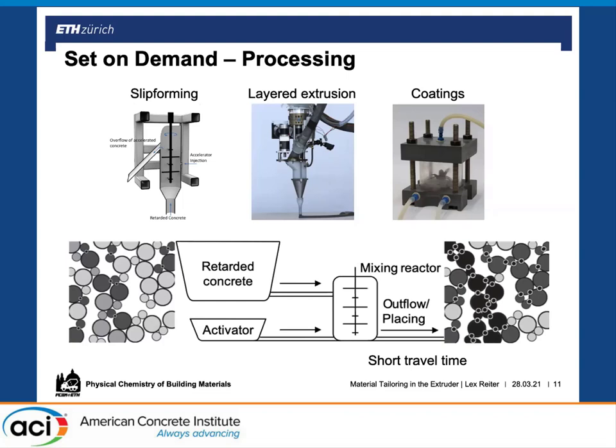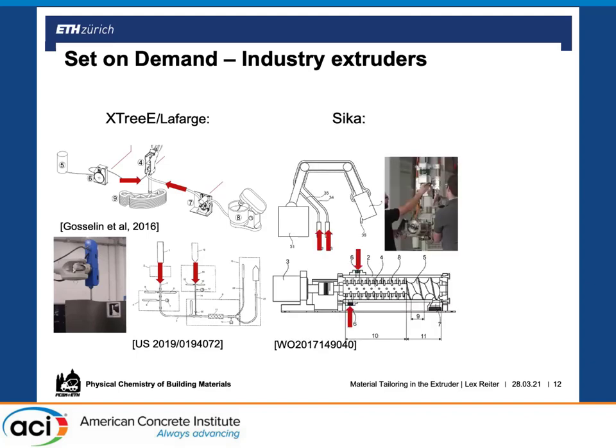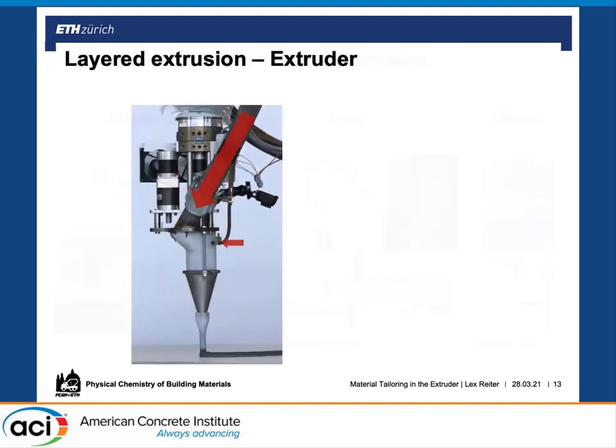So these mixing reactors are always on the extruder. The industry is actually doing it exactly the same way. Here you can see a paper from Gosselin and co-authors, where the red arrows are indicating the material stream. So there's a concrete and an accelerator. The patent of Lafarge shows exactly the same with two materials. The Sika process also has two components. And you can see the extruder with the pin mixers. And the Baumit setup is exactly the same again, with two material streams, they mix it, and then they place it immediately after. And our process is also just like that.